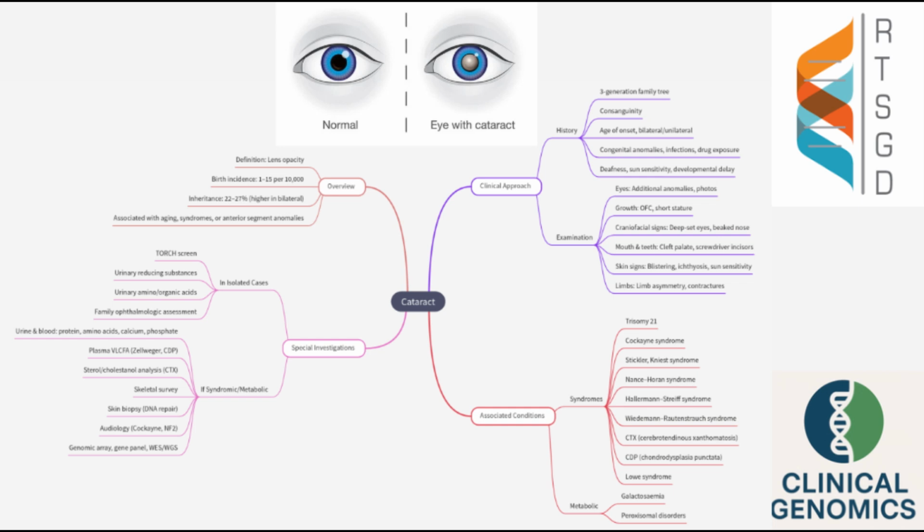A cataract means the lens of the eye becomes cloudy. It loses its normal clarity. It can be seen right at birth or develop in early infancy. Congenital cataracts occur in about 1 to 15 out of every 10,000 births. If both eyes are affected, the chance of a genetic cause goes up to 22 to 27%. While cataracts are common with aging, congenital types often point to deeper problems like syndromes, metabolic diseases, or structural issues in the eye.